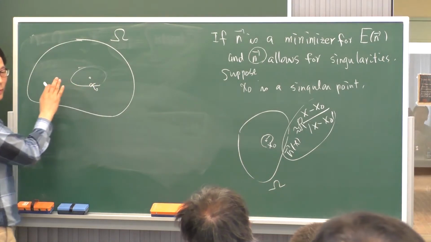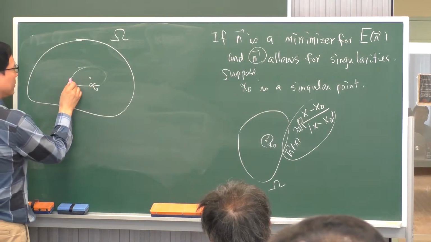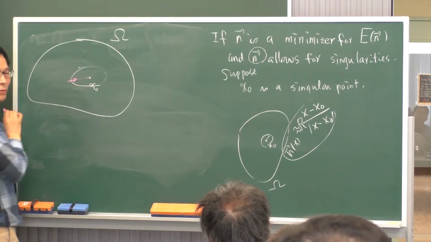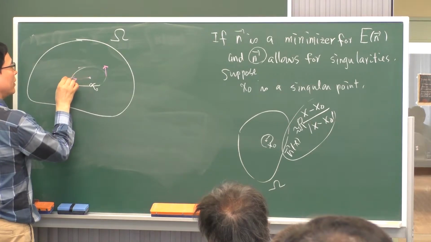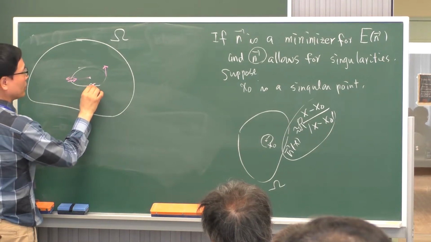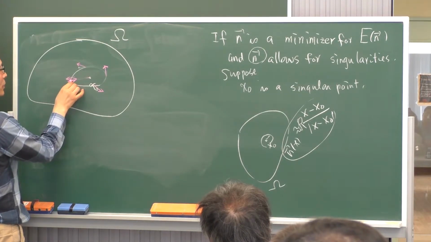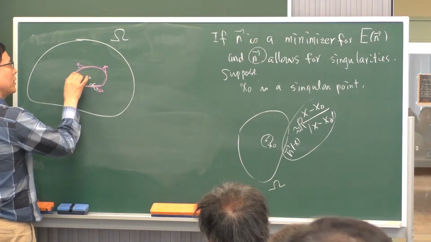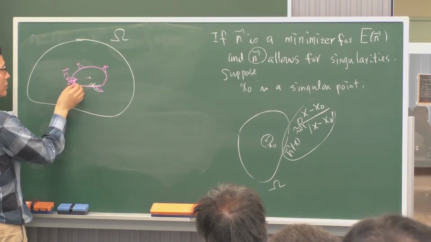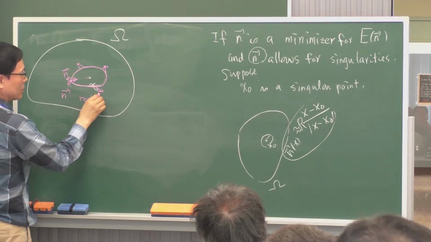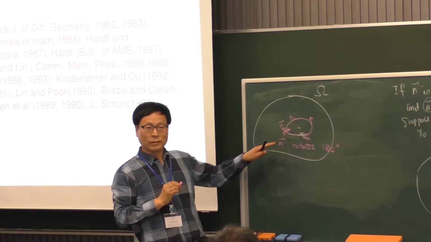You look at any loop around this point and look at the direction of the molecules. Here the molecules point in this direction, and then here they point in this direction, and come back on the other side pointing in the opposite direction, and here maybe like this. When you start at this point and move around, n actually rotates by 180 degrees, that is pi, instead of 2 pi.